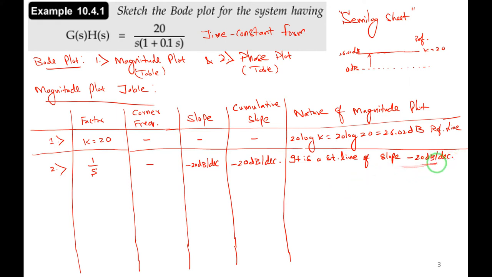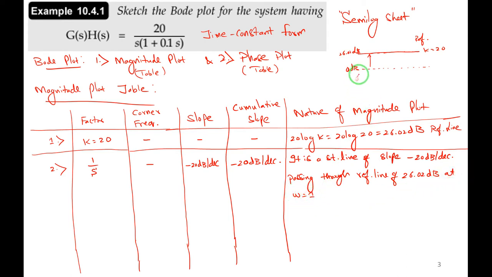It is a straight line of slope minus 20 dB per decade, passing through, these wordings are very important, passing through the reference line. If this k is not there, 0 dB would be the reference line, because if k is 1, for example. So it is a straight line of slope minus 20 dB per decade passing through the reference line of 26.02 dB at omega equal to 1.